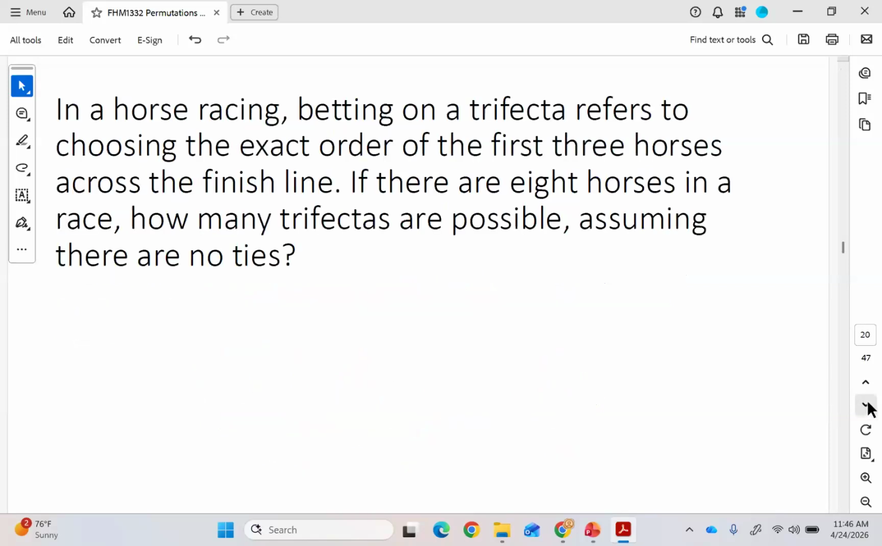Let's see an example. It says in horse racing, betting on a trifecta refers to choosing the exact order of the first three horses across the finish line. If there are eight horses in a race, how many trifectas are possible, assuming there are no ties? So there are eight horses in total, and let me just give them a number: one, two, three, four, five, six, seven, eight.